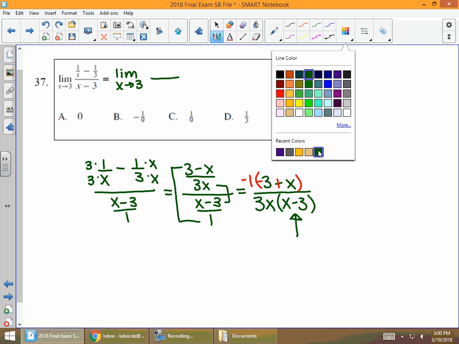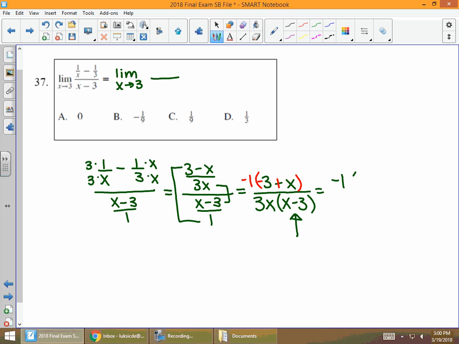we would have -1 times x minus 3 over 3x times x minus 3. And we would be able to cancel those x minus 3. That's the algebra that we need to be able to do in order to evaluate this limit.